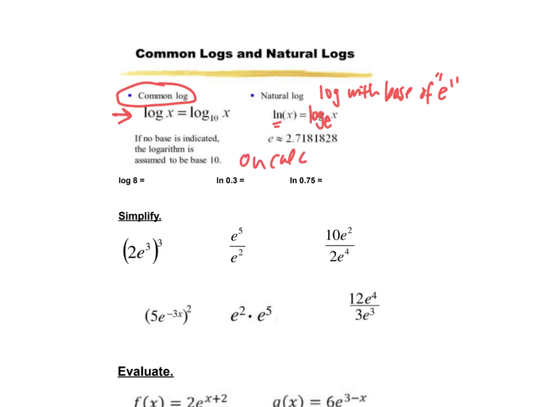Well, here is our normal common log example. We know how to plug this in the calculator. All you do is you push the log button and you put 8. Log of 8. This is, of course, when you just push the normal log button, log base 10. We know that. So what is log of 8 when you put it in your calculator?